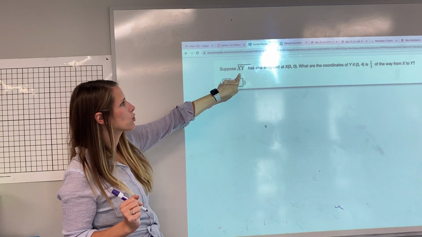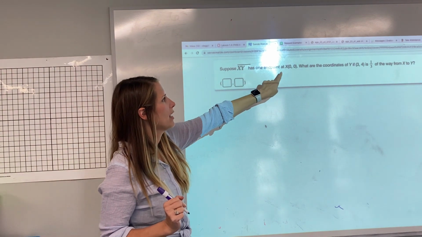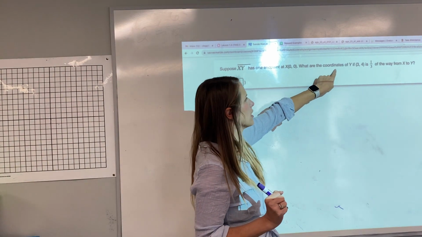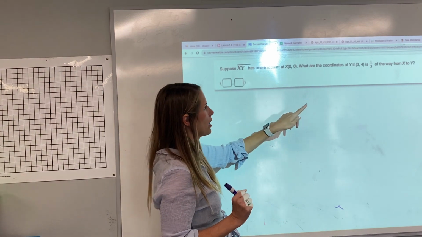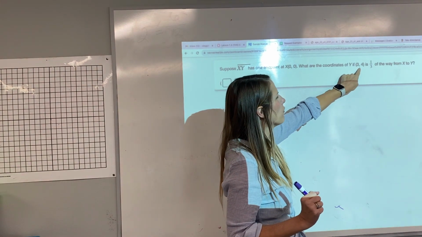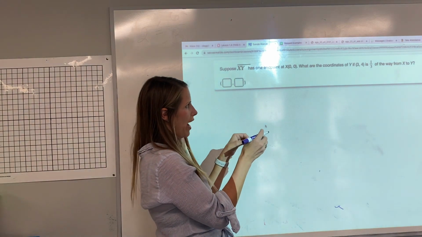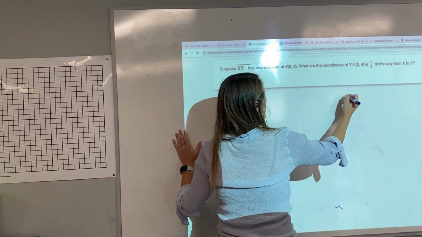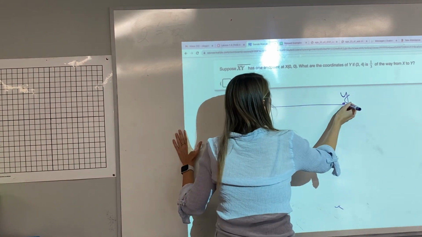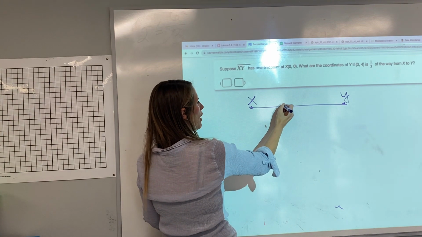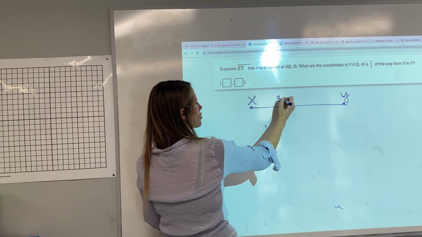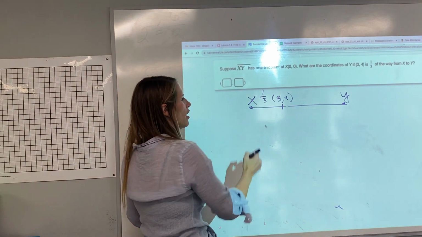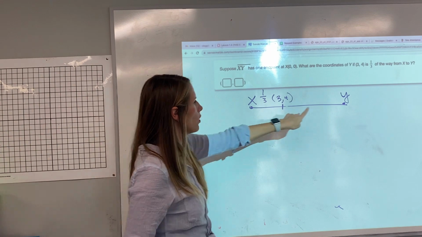Suppose segment XY has one endpoint at X, which is (0, 0), the origin. What are the coordinates of Y, the other endpoint, if (3, 4) is 1/3 of the way from X to Y? So we have X and Y as our endpoints, and we have a point 1/3 of the way, that's (3, 4). Now we want to know what those coordinates are.